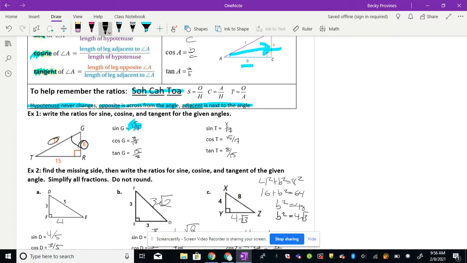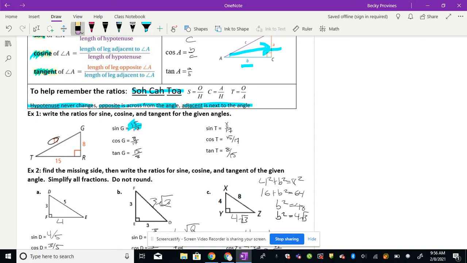And then tangent of G is going to be opposite, which we already said was 15, over the adjacent, which we just said was 8, so we have 15 over 8. Now, if these could be simplified, we would simplify them. None of these examples so far can be simplified, so for now, that would be the final answer.